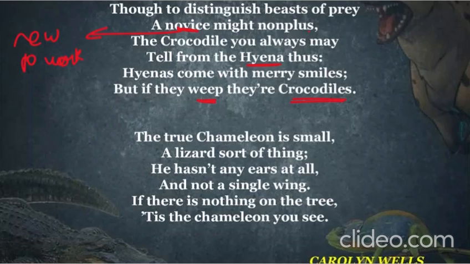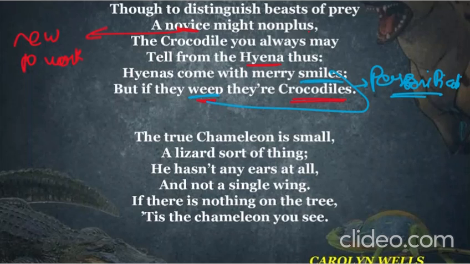Okay, so are there any poetic devices? Yes, smiles and weep. These two are what? These two are personification. Correct. Only we humans can smile and weep, right? That's a human quality. So personification is the answer. Okay, poetic device. Now moving to the last stanza.